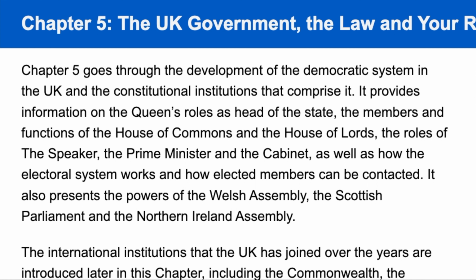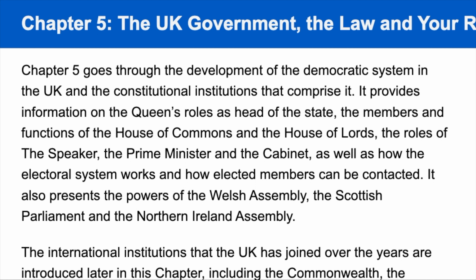Chapter 5 goes through the developments of the democratic systems in the UK and the constitutional institutions that comprise it. It provides information on the Queen's role as head of the state, the members and functions of the House of Commons and the House of Lords, the roles of the Speaker, the Prime Minister and the Cabinet, as well as how the electoral system works and how elected members can be contacted.